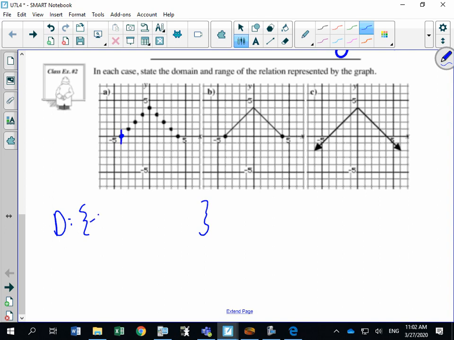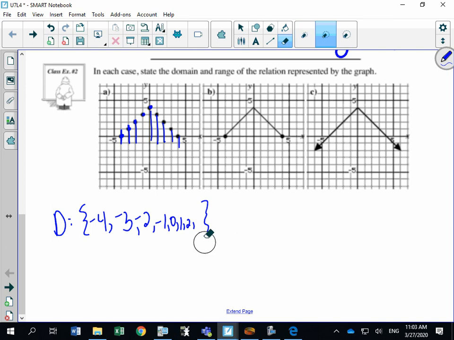So what is that x coordinate? That x coordinate is -4. This x coordinate is -3. This guy is -2. This guy would be -1. That guy's at 0. This x value is 1, 2, 3, and 4. -1, 0, 1, 2, and then I'll put the 3 and 4 in.